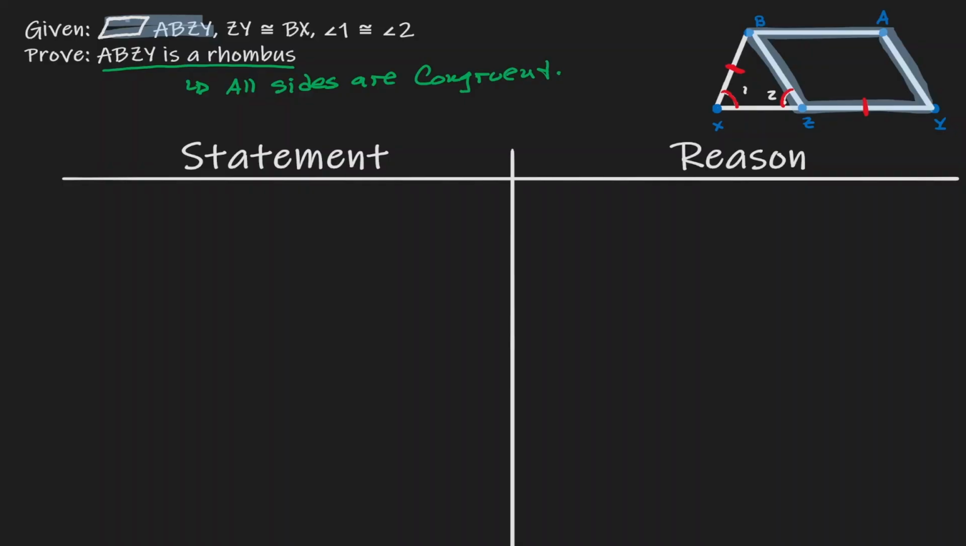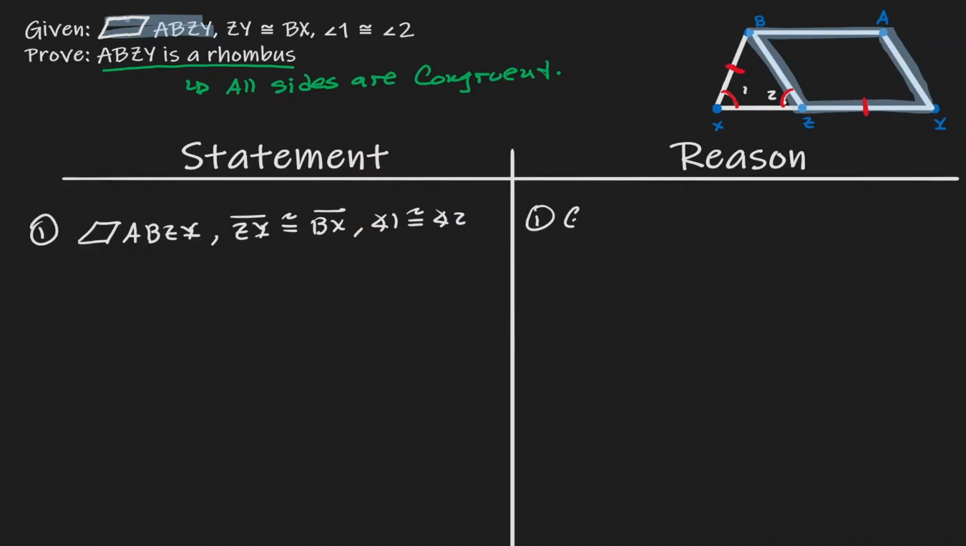So now we have a strategy. Given the information that we have on our diagram, can we show that all the sides in the figure ABZY are congruent? Now let's think about how we can show that. Let's start by writing down our givens. We know that angle 1 is congruent to angle 2.